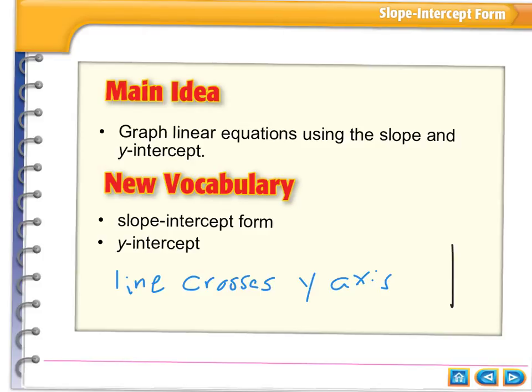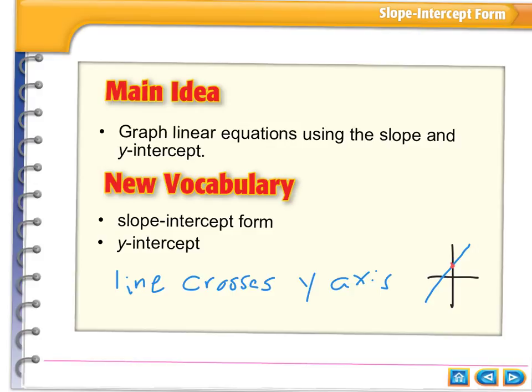So if I had a graph, and here is my line to go with that graph, the y-intercept would be right here, right? It's going to be the point where the line crosses the y-axis. That is a y-intercept. Any questions on that?